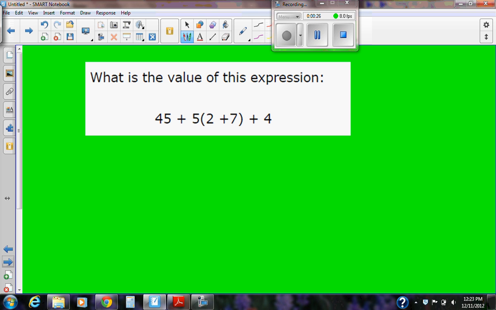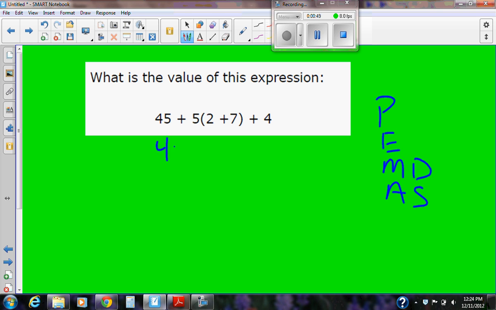Question: what is the value of this expression? Well, when we look at this, we're going to remember order of operations. Everybody remembers the order of operations: parentheses, exponents, multiplication and division, add and subtract. So if we take a look at this, we have parentheses, so let's go ahead and work those first.